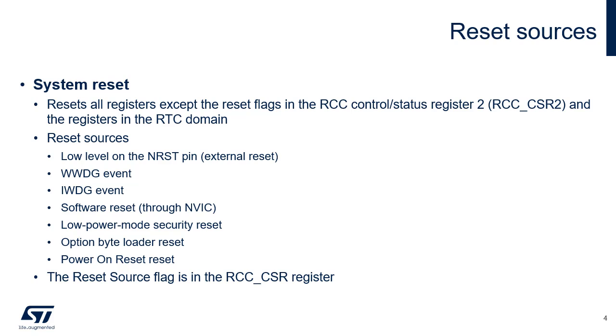The first type of reset is the system reset, which resets all registers except for the reset flags in the RCC control and status register 2. It does not affect the RTC domain. System reset sources include external reset via the NRST pin, a window or independent watchdog event, a software reset request, a low-power security reset, when stop, standby or shutdown mode is entered but prohibited by option bytes, an option byte loader reset, and brownout or power-on reset. The source of the reset can be identified using flags in the RCC control and status register.